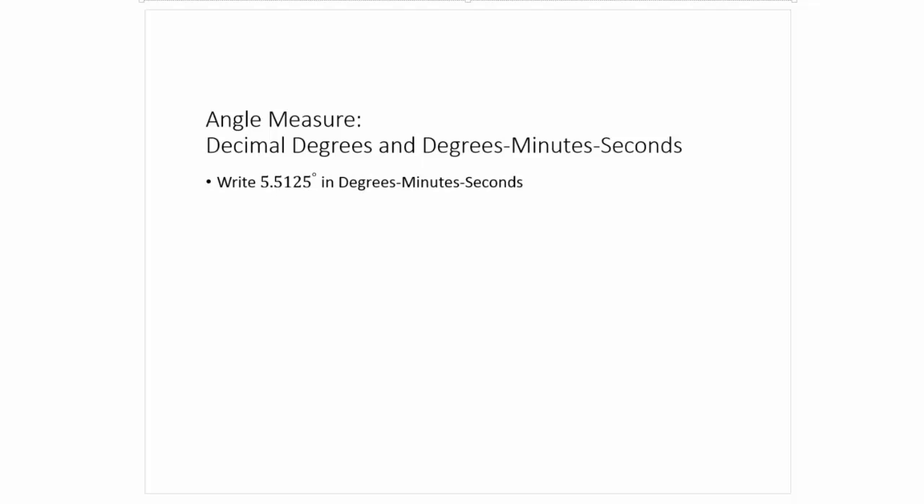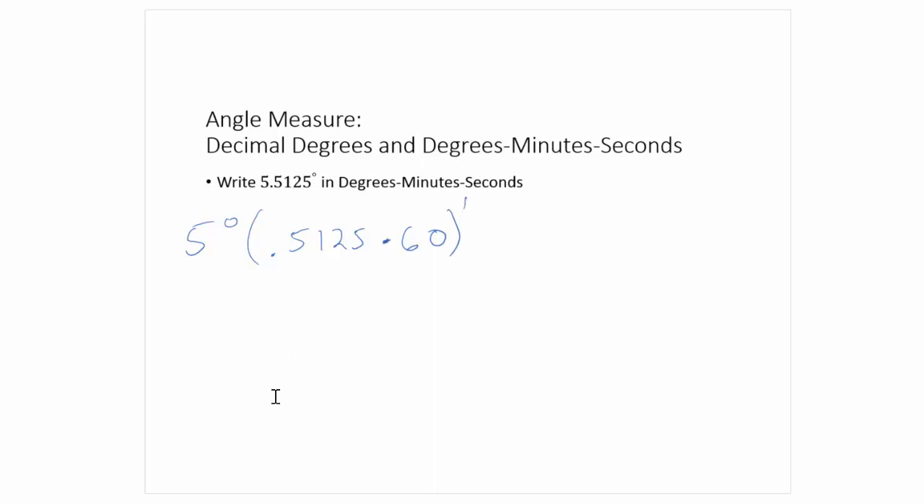Well, we know we have 5 degrees. And we know that the remainder, 0.5125, I can think of that as a number of minutes. So what I'm going to do is take that 0.5125 and multiply it by 60. Since there are 60 minutes in a degree, I can take that part of the degree, multiply it by 60, and that'll give me a number of minutes.